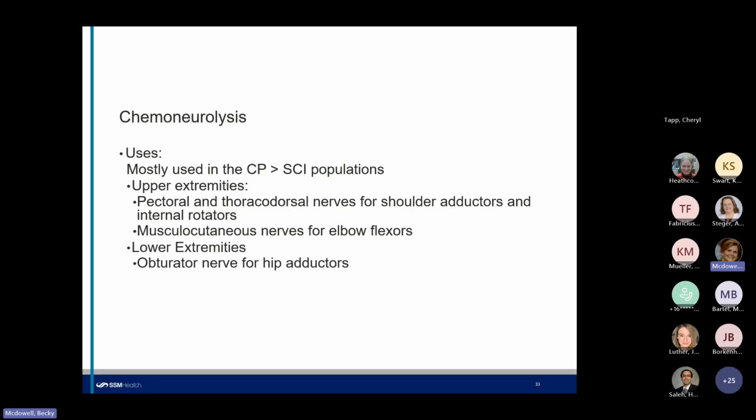In the lower extremity, you can do it in the obturator nerve to help with hip adduction spasticity, and the tibial motor branch for plantar flexors. This is usually what they use when they are going to do serial casting in a child with plantar flexion deviation. They do chemoneurolysis beforehand because it's going to last several months as they do their serial casting. And you can also do the sciatic motor branch for the hamstring.